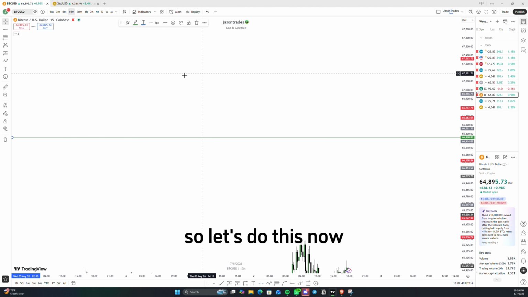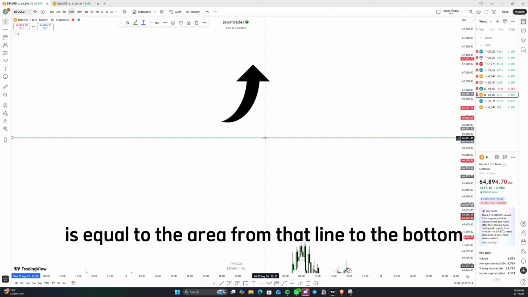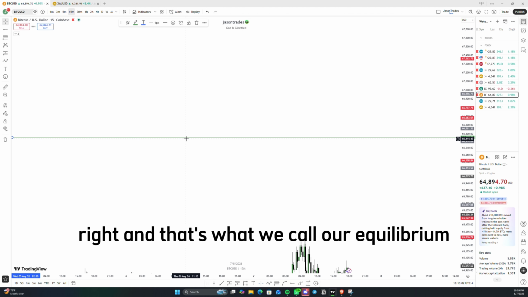So let's do this. Now, let's assume the area from this particular line to the top is equal to the area from that line to the bottom. So essentially, this is like 50% of the whole range, right? And that's what we call our equilibrium.